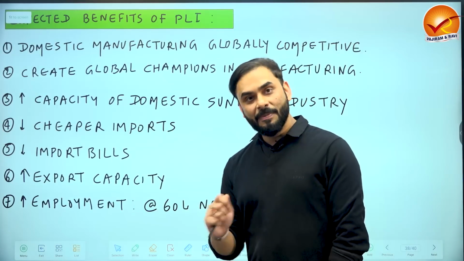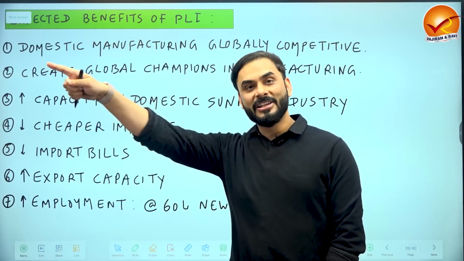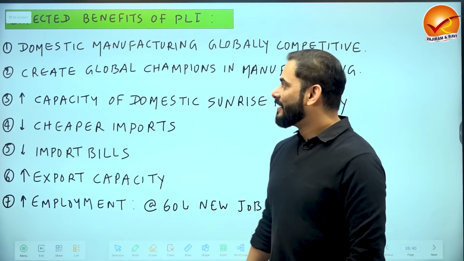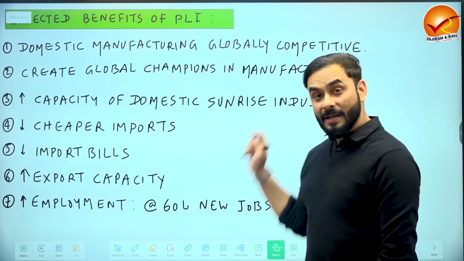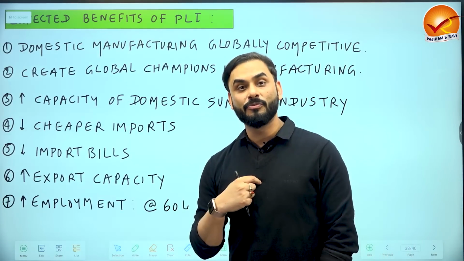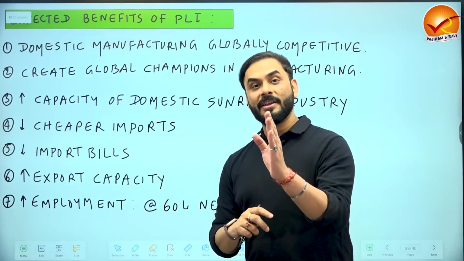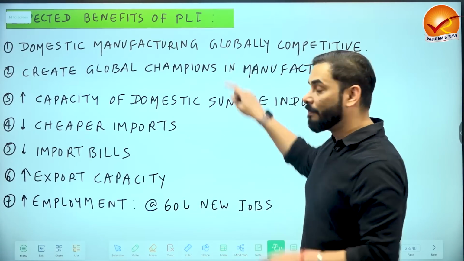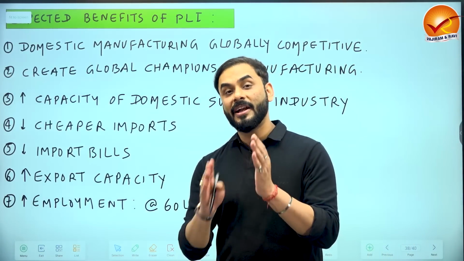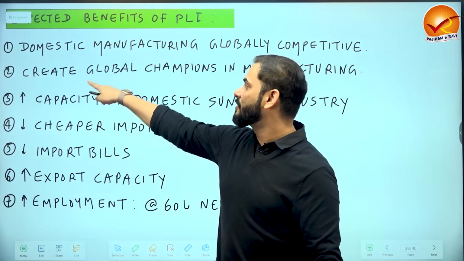And plus cheaper imports will come down. So if you don't manufacture something, then somebody else from China will sell it to you. So cheaper imports, this will come down. Similarly, our domestic manufacturing capacity will improve and we will become globally competitive. So if Government of India gives me money to manufacture more mobile phones, better mobile phones, then I will create good quality product at low prices and I will become globally competitive. And if Government of India creates production linked incentive, then our industries will get a chance to become huge global players called as global champions.